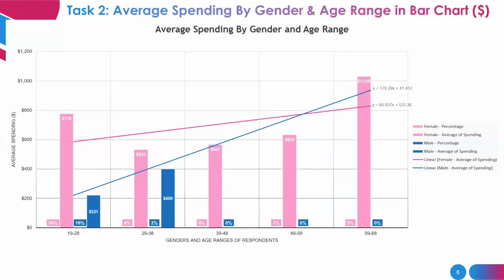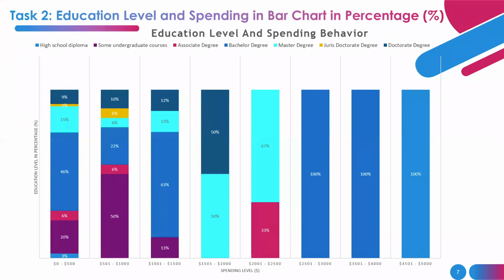Between $221 to $400. There is an intercept point of average spending during age 49 to 58 for both genders. After that, males may start spending higher than females. In education level analysis, high school diploma and undergraduate course holders are spending $1,500 or below.